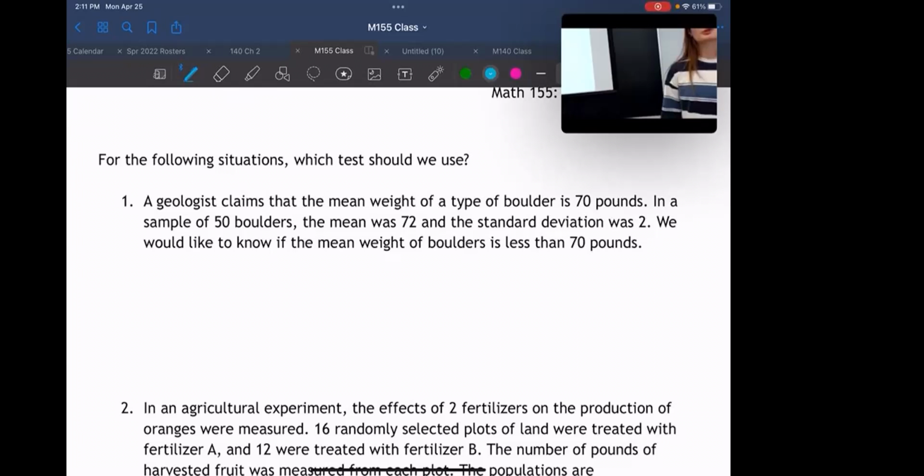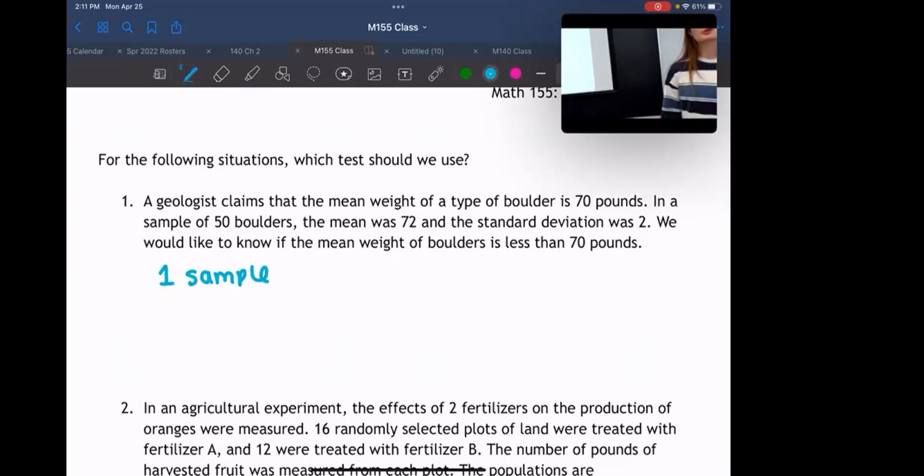He claims that the mean weight of a type of boulder is 70 pounds. In a sample of 50 boulders, the mean was 69, with a standard deviation of 2. We'd like to know if the mean is less than 70. Okay, how many samples do we have? 1 or 2? 1 sample. Good, we got 1 sample.